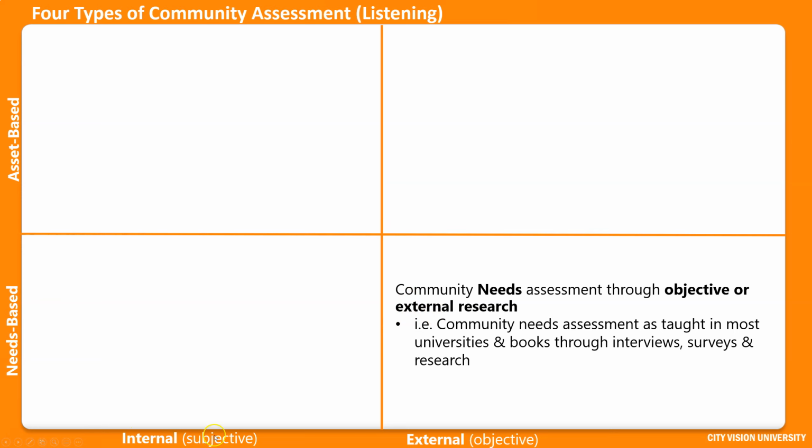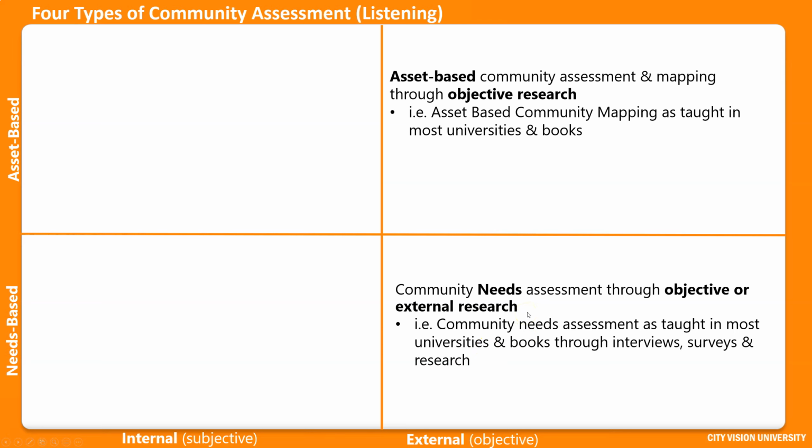So this bottom part is external. You're going to be doing objective, or more objective, measures rather than internal, and I'll explain a little more of that later. So this would be community needs assessment through objective or external research. That might be what's taught in most schools, through doing interviews, surveys, research. But the idea is you're not a part of the community. You're looking into the community that you're serving. So it's assuming that you're kind of external to the community that you're serving.